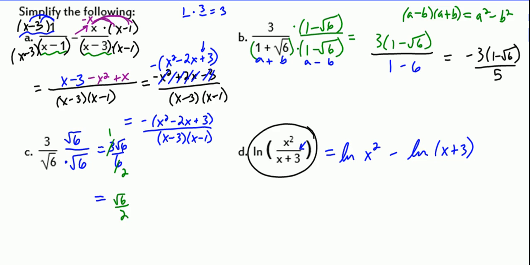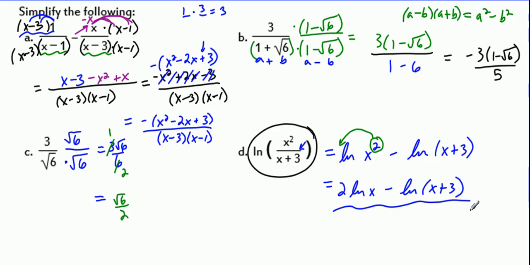Now, there's no addition or multiplication going on, but there is something being raised to a power. And when an exponential is raised to a power, you can multiply those exponents. So this 2 comes out front as 2 times log of x minus log of x plus 3. Now, there are times when you would have started with 2 log x minus log of x plus 3 and want to combine it into a single log.